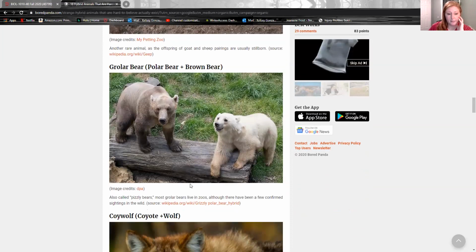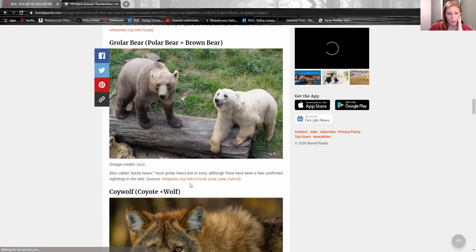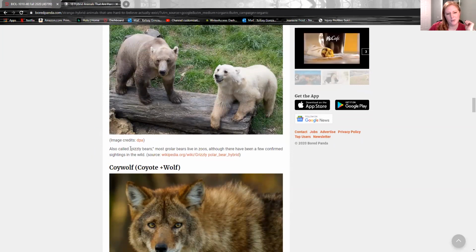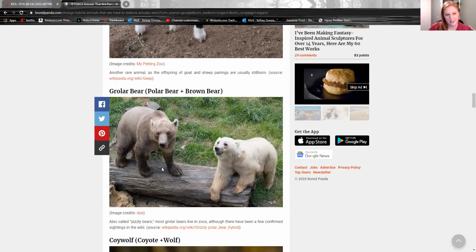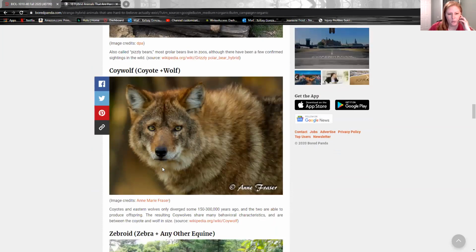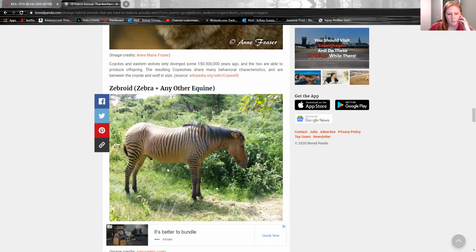A polar bear and a brown bear mixed. They have an interesting combination. Their coat color is pretty unique. Oh, and yes, they are also called Paisley bears, instead for like polar and grizzly. Anyway, Paisley bear. A coywolf, coyote and a wolf. Here's another type of zebroid. This one looks like it was probably mixed with a horse.